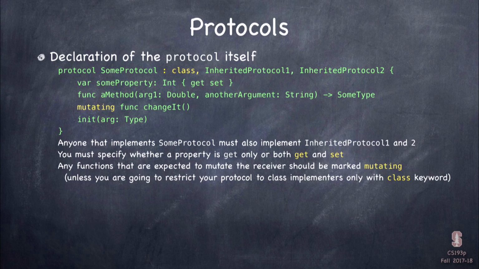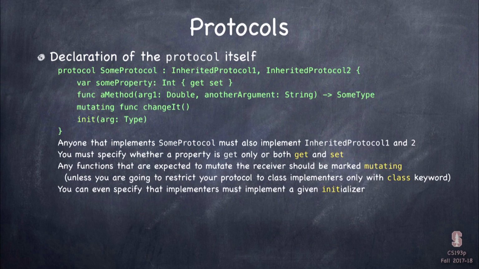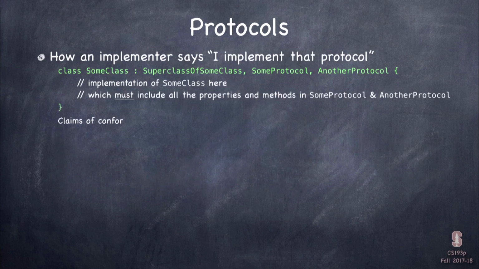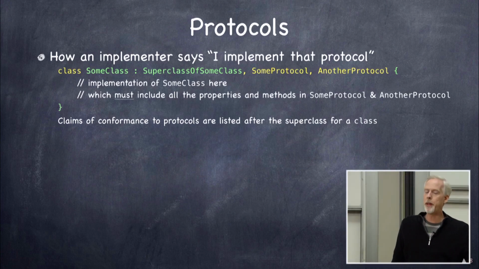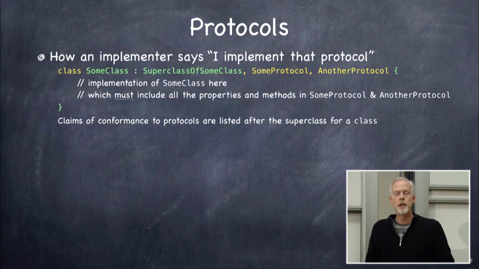Okay, what else we got here? Yes, you can even add an init to your protocol. And that means if you're a class or a struct that implements this protocol, you have to implement this init. So I have to be able to initialize you. Okay, so that was how we declare a protocol.